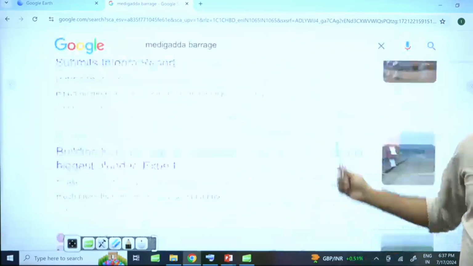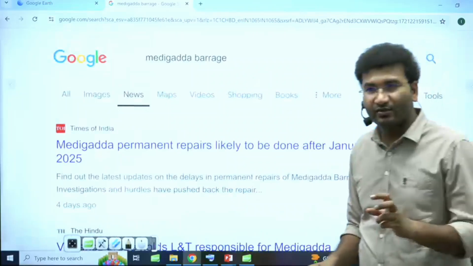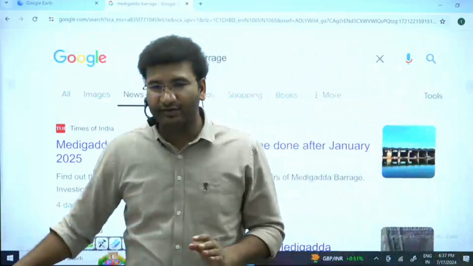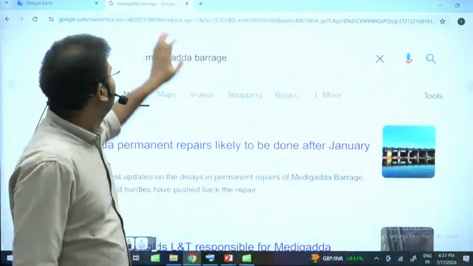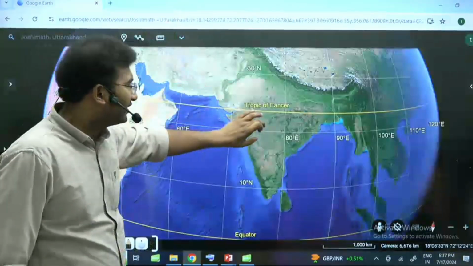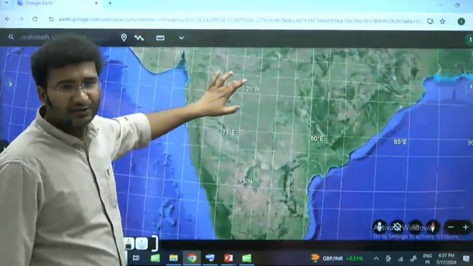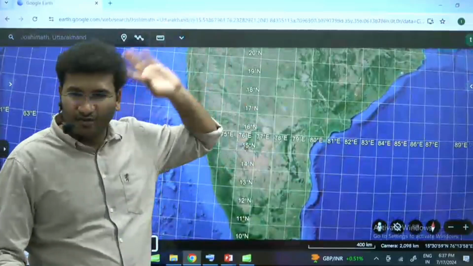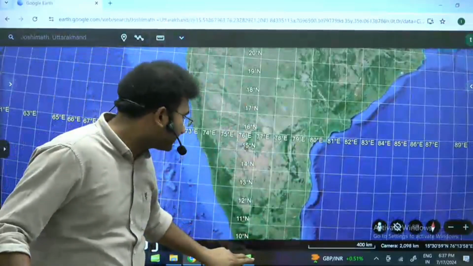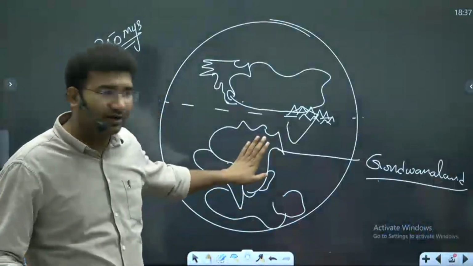So examiner will identify these kind of places. Sometimes they might ask you as a map. So we need to look out from the mapping angle as well. Why is this Medigadda in news? What is the reason for the Medigadda issue? It also has a relationship with the geography as well. So let's try to understand. I hope यहाँ पे कोई doubt है.